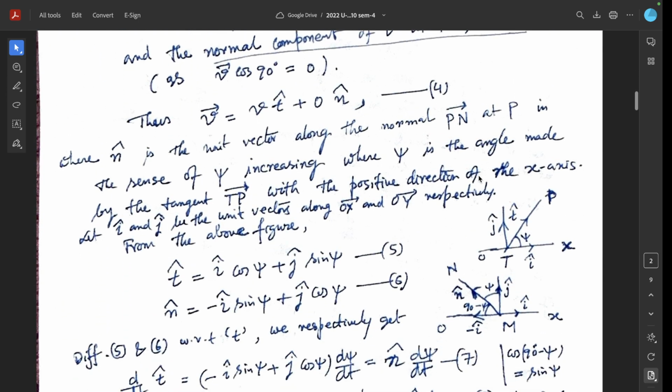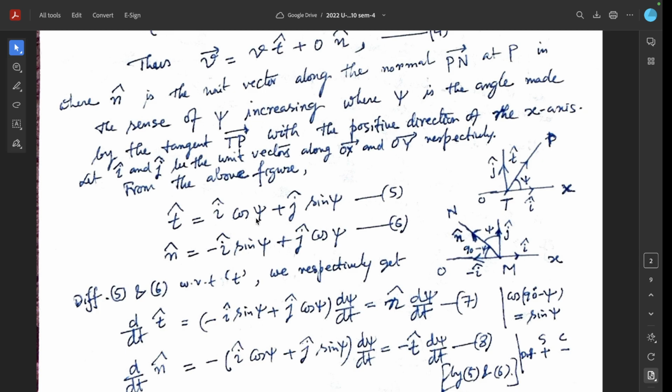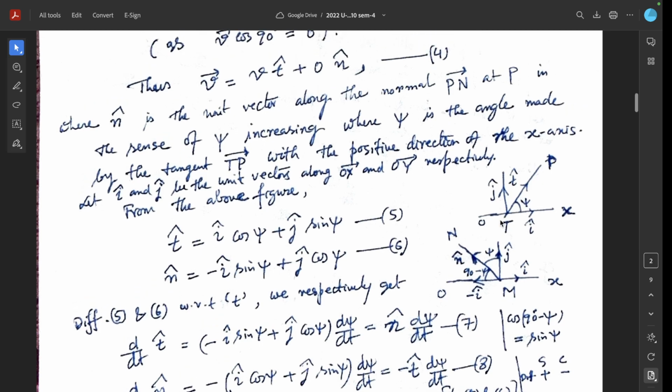From the above figure, t cap equal to i cap cos psi plus j cap sin psi. Note that the point T cutting the tangent to the x-axis, and this is the i cap unit vector along the x-axis, and j cap is the unit vector along the y-axis, and t cap is the unit vector along the tangent in the direction TP, and this psi is this angle. So obviously t cap equals i cap cos psi plus j cap sin psi.